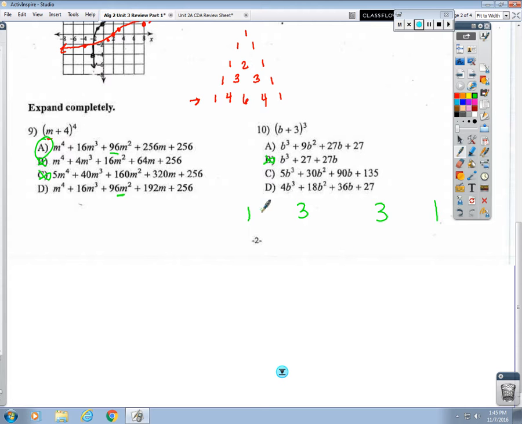Okay, so now what do I put on each one? You put a b on each one, and you put the parentheses. Then you put parentheses for 3.